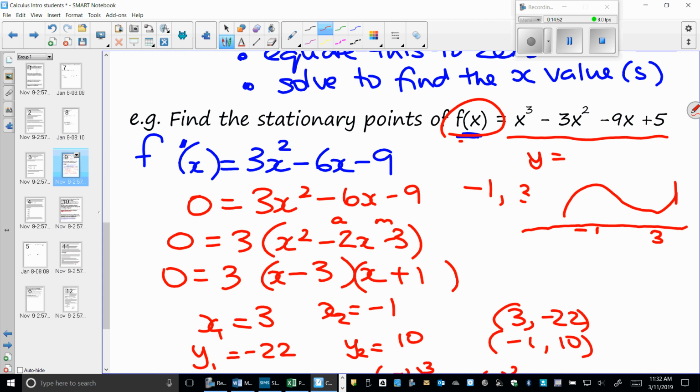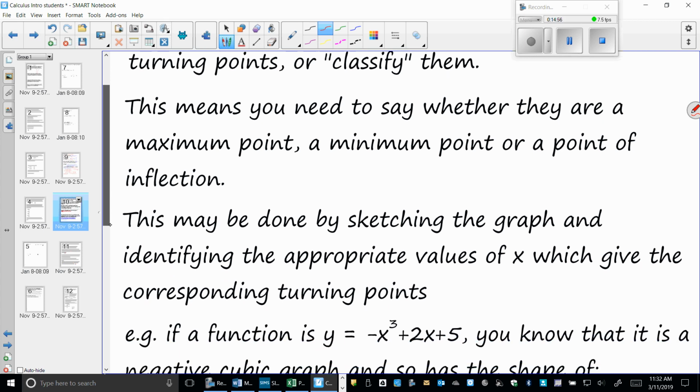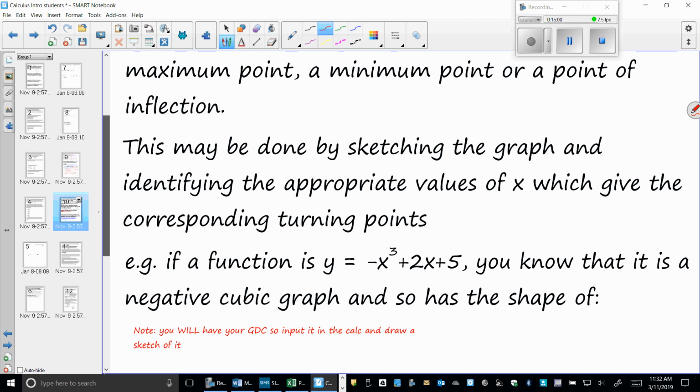Okay. I'll talk to you about more if you're the only one. Okay? So this can be done by sketching the graph and identifying the appropriate points.